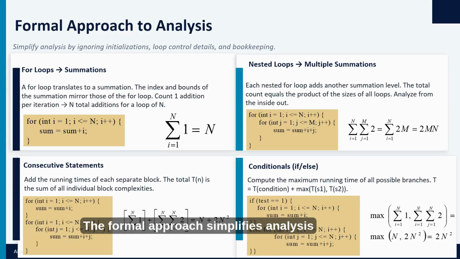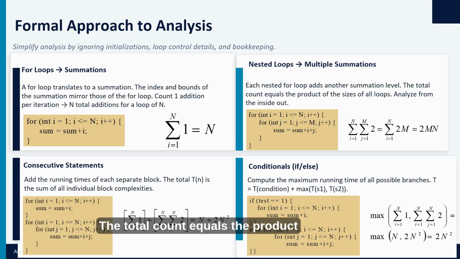The formal approach simplifies analysis by abstracting away bookkeeping details. For a single for loop, the running time translates directly to a summation. The number of operations is equal to the number of iterations. Count 1 addition per iteration, and you get n total for a loop of n. For nested loops, each loop adds another summation.